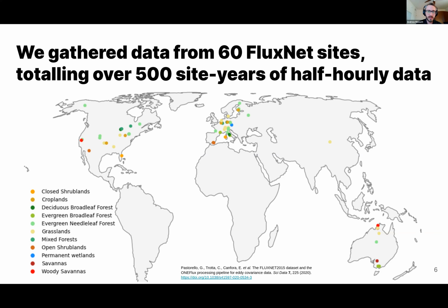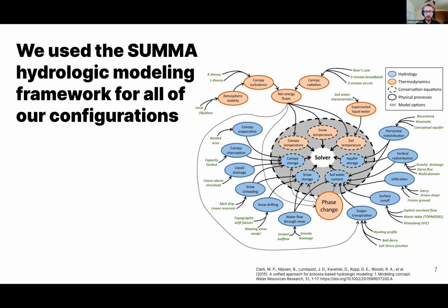So we gather all this data. It has observations of both the sensible and latent heat flux, and also a bunch of other meteorological data that we can use to run our hydrologic model and train our machine learning models. So things like temperature, precipitation, incoming radiation, humidity, things like that. And so we take all of this data and we're going to do some modeling experiments.